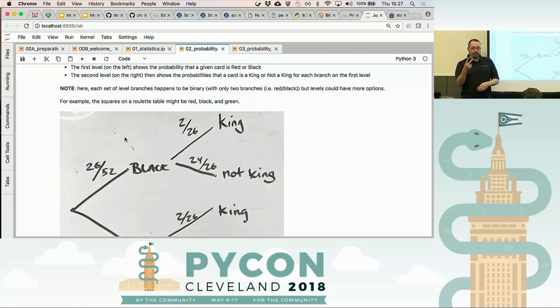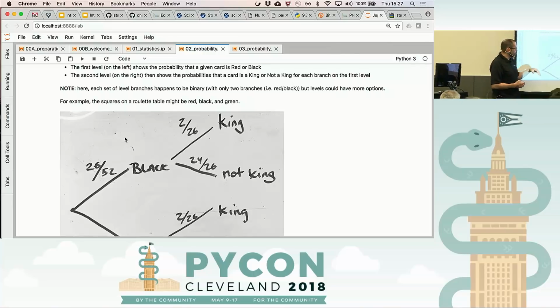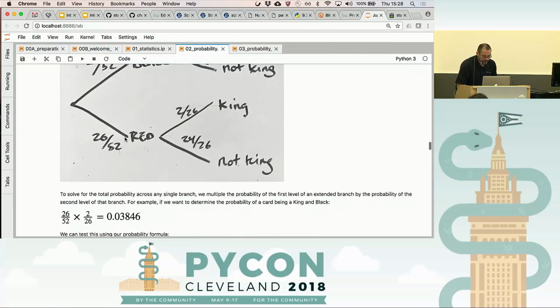You can have more than 2 branches. If you play roulette, you'll know that the squares on a roulette table are red, they are black, and there's 2 of them thrown in there for good measure that are green. So I could have a roulette table probability tree that might say black square, red square, green square, and I could have 3 branches. But nonetheless, the probabilities will all add up to be 1 on any individual level with a grouping of branches. Okay.